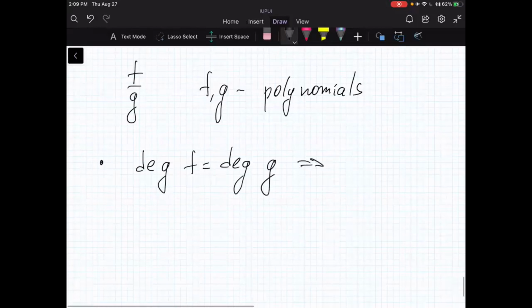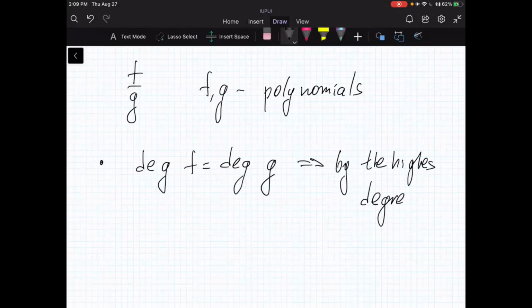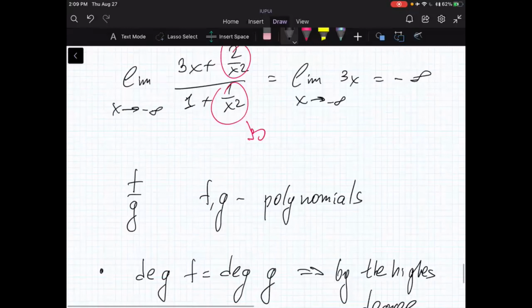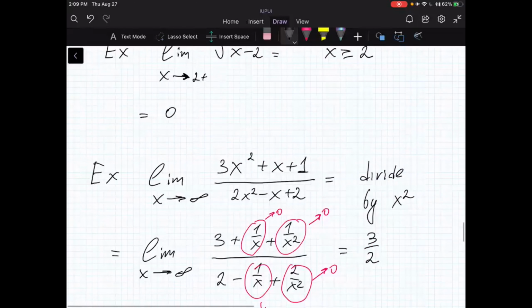And in this case, you indeed divide by the highest degree, numerator and denominator. And that will give you the answer. That's what we have seen here.